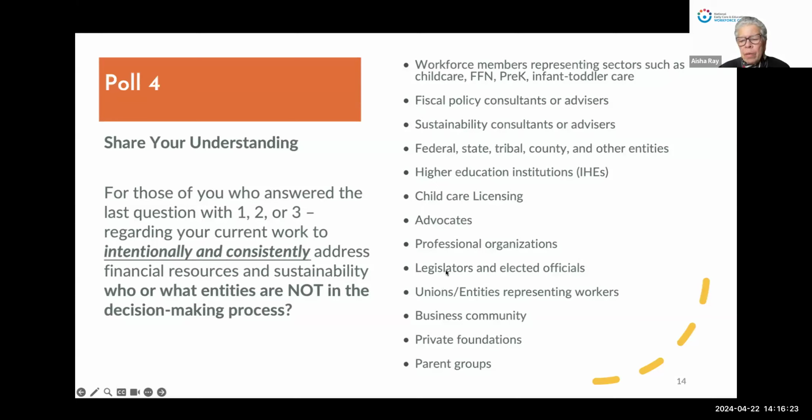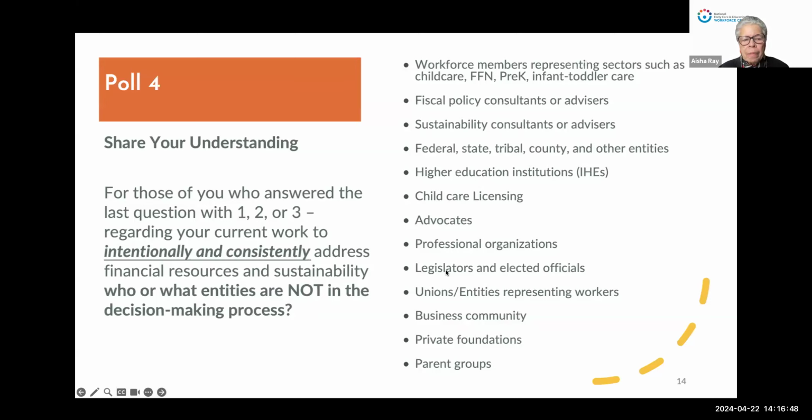Very interesting, and also interesting that other groups that are on our list here haven't been mentioned, but that we asked the question in a way that asked you to identify four. But parent groups, private foundations, advocates, and others were not mentioned in either responses. So that's something for us to think about. How big is the net that we are casting to try to include others?